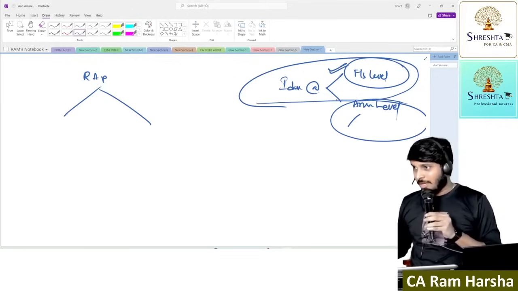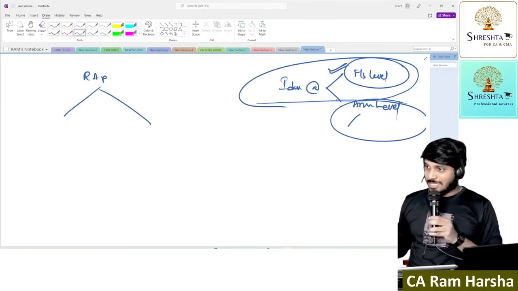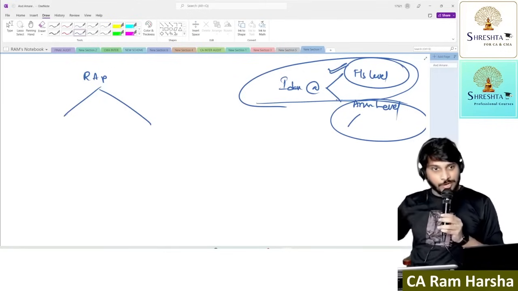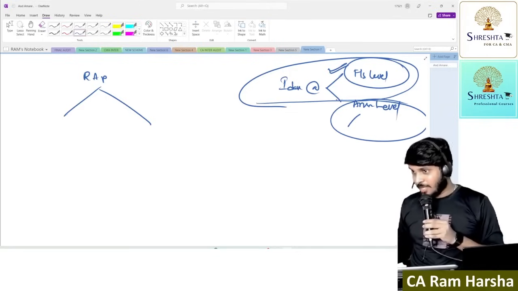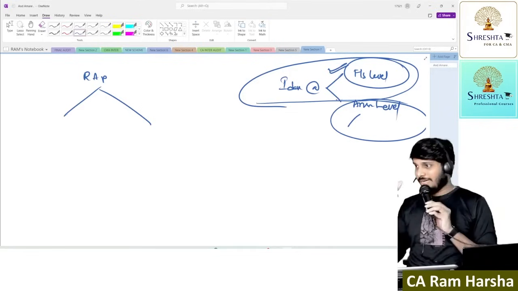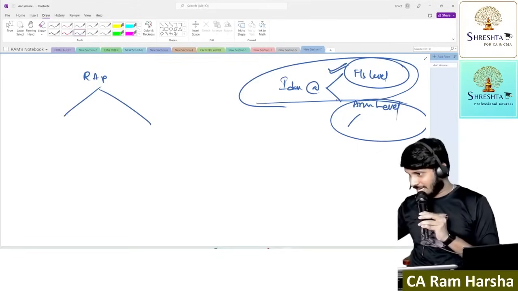COSO model. In Final, we have a chapter called risk assessment. There we will discuss the COSO model, COBIT model, COCO model. There are various other models. Able to understand? So this is what the risk assessment and internal control chapter exactly deals with.